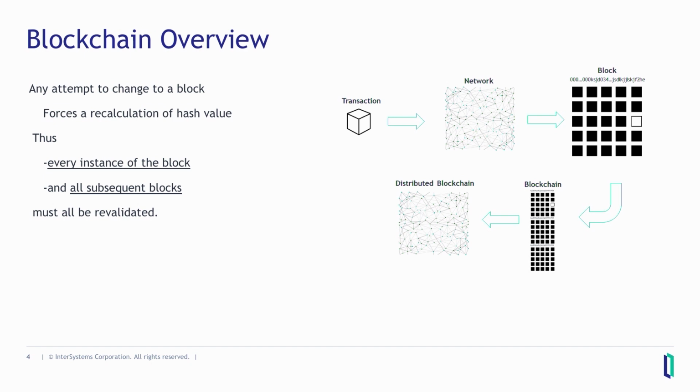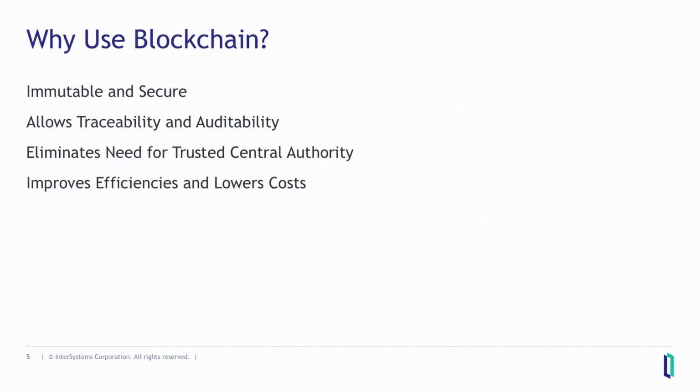So a blockchain is ideal for making sure that any transaction that occurs cannot be spoofed, right? Can't be replaced. So it's immutable and it's secure. It allows me to go back and audit and trace every transaction at every step in the process at any time in the future with an extremely high degree of confidence.